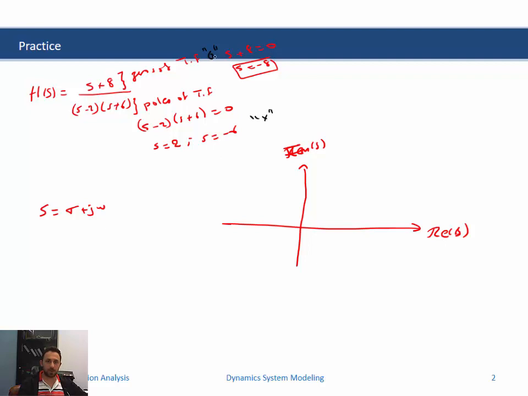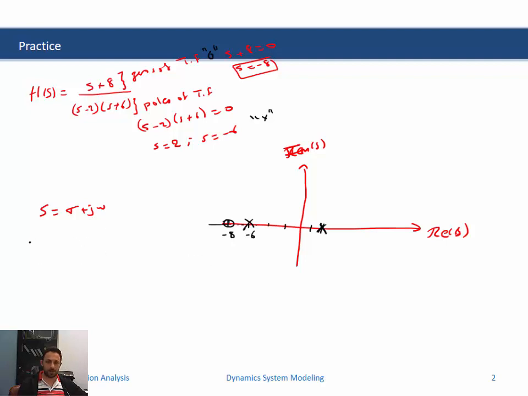So s = −8 is a zero, so we plot it at −8 and draw a circle at −8, indicating that there is a zero at −8. For s = 2, we put a cross; this is a pole. And s = −6 is another pole.